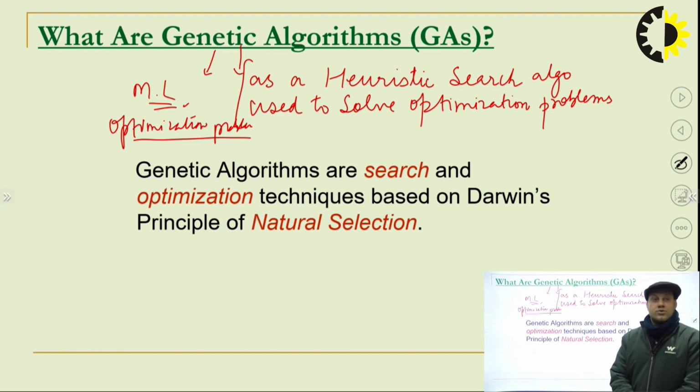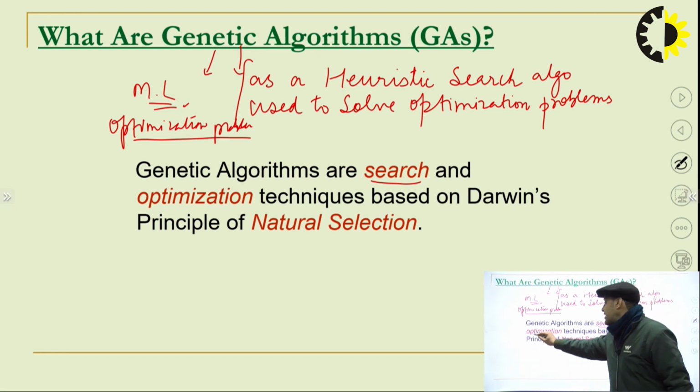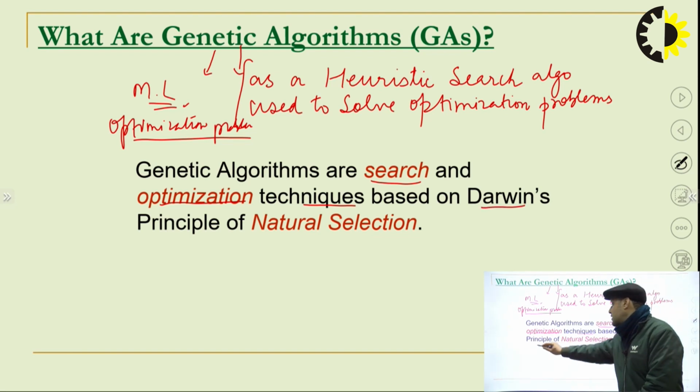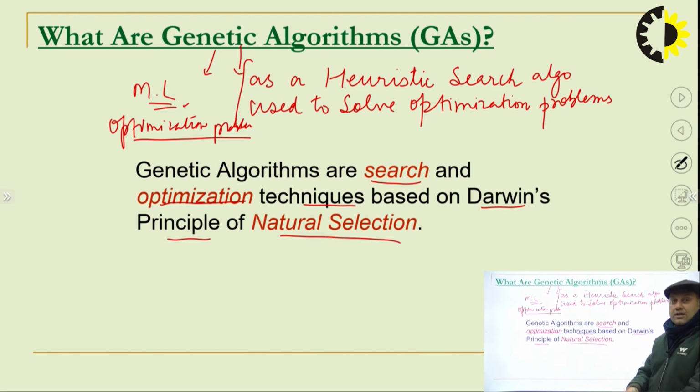Genetic algorithms are a search and optimization technique. These are the two keywords: search and optimization. These techniques are based on Darwin's principle of natural selection, one of the famous principles that we use. Everybody has heard about Darwin's principle, which says that everyone is trying to survive for the fittest. We have already studied this in biology, that there is a life cycle going on.